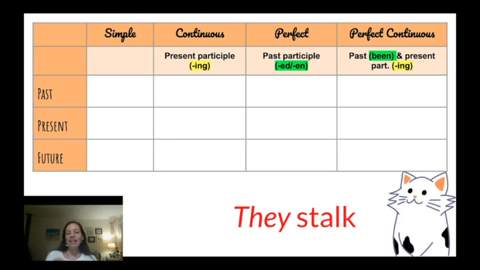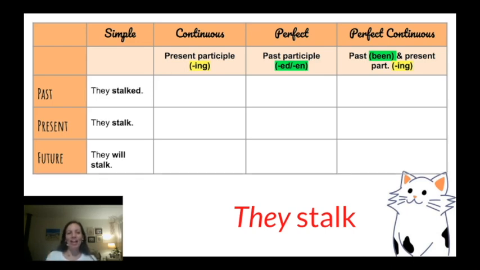Now we're going to see how this would change in terms of plural and how I make use of different auxiliary verbs when I'm using the plural. So for the simple tenses, quite simply, we've got they stalk. If it had been singular, it would be she stalks. Okay, so stalk is the plural form. Stalked and will stalk stays the same.